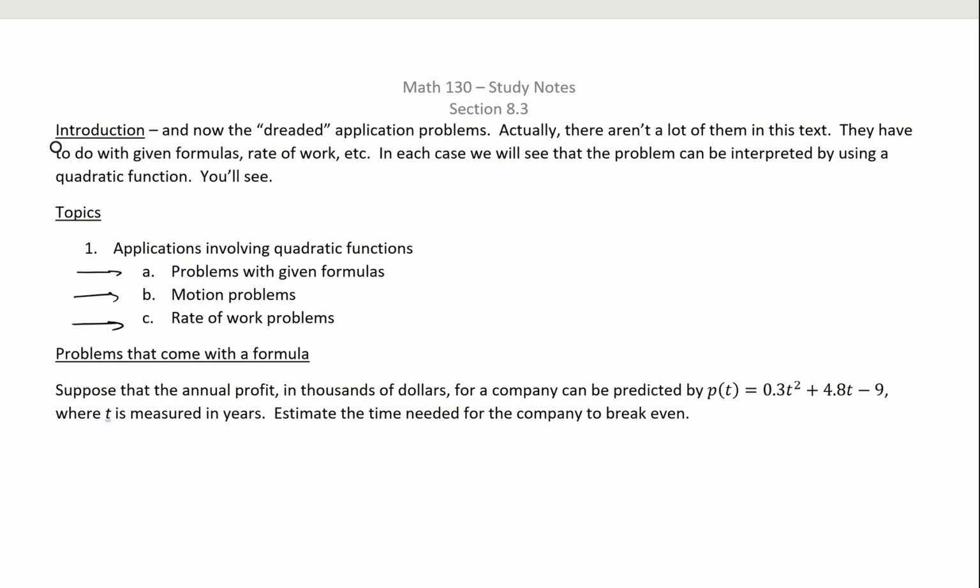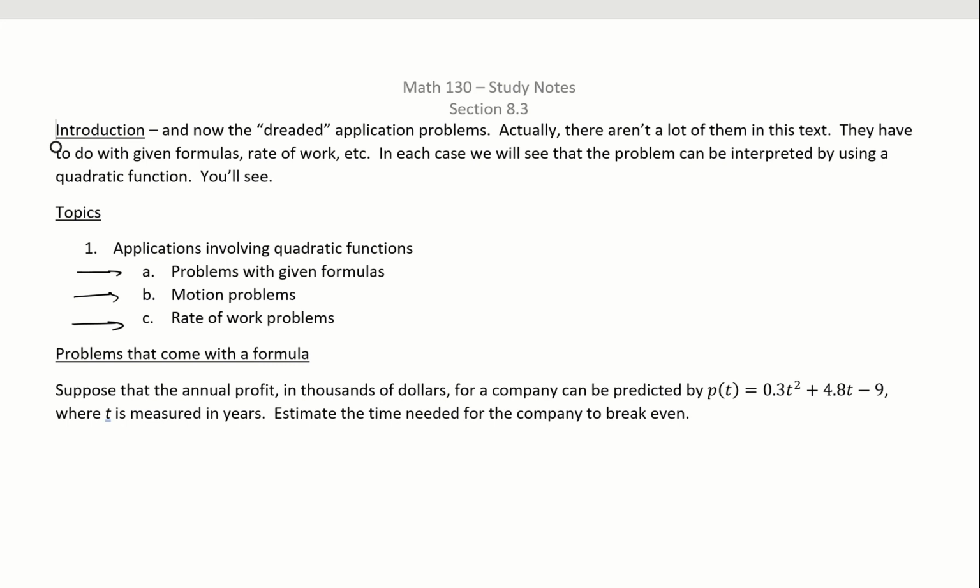The first one would be a problem that comes to you with a formula. This also happens at the end of the chapter after we're done studying parabolas, and there will be these max-min problems to think about as well. So that's the vast accumulation of types of problems we see in chapter 8, and we've seen them before. The first kind, to get right to it, are problems that come with their ready-made formula.